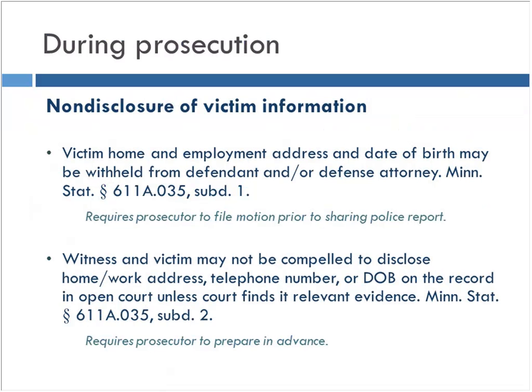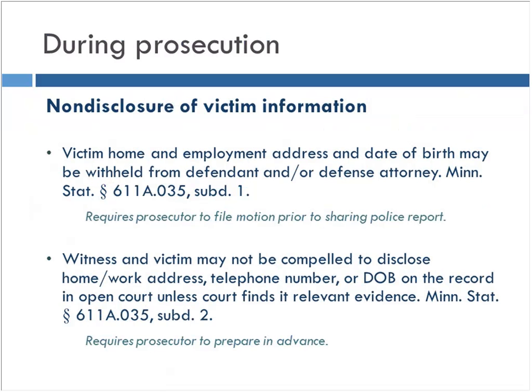All right, non-disclosure. We're going to talk a little bit about some prosecution protections. First off, there are two provisions about what victims can assert during a prosecution. The first one is that the victim's home and employment address and date of birth may be withheld from the defendant, but in order for that to happen, the prosecutor has to file a motion prior to that being shared. So if the victim doesn't want their home or employment address or date of birth to be shared with the defendant or defense attorney, they have to act quickly and contact the prosecutor and say, do not share it, and then it's up to the prosecutor to take steps to file a motion to make sure that doesn't happen.